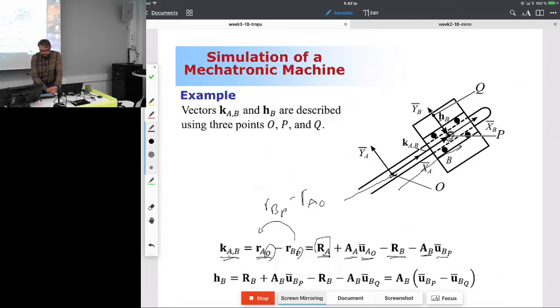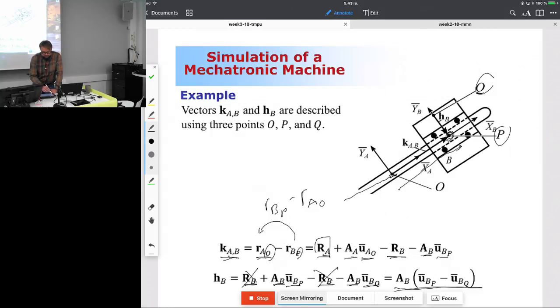Okay? Then H belongs to body B. And the vector H is the one that connects P and Q. So first I will go to the origin of body B. I will account for the orientation. A vector U bar takes me to P. And then I will do the same. I will go again to the origin of body B, orientation, and vector U bar. And that's because these terms will be eliminated. This will be what is left. Okay, that's my second vector.